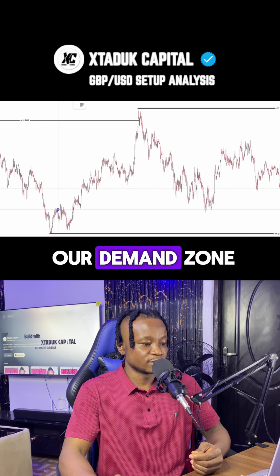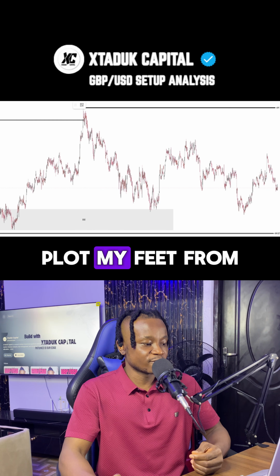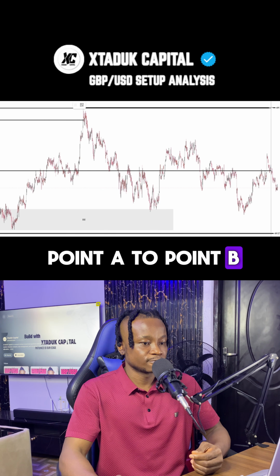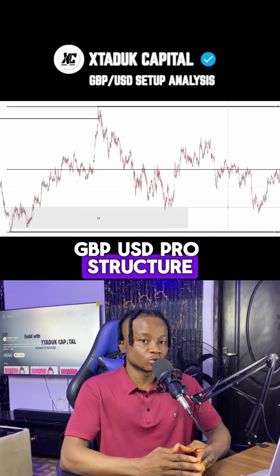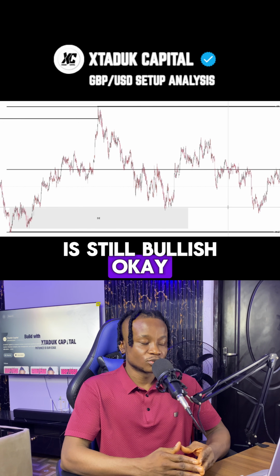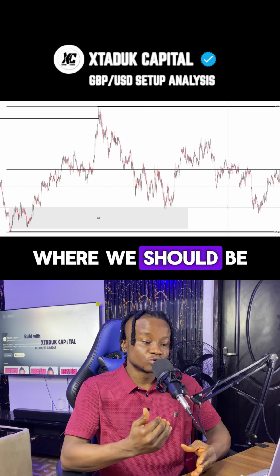Now this will be our demand zone, and if I plot my fib from point A to point B, you can already see now that GBPUSD pro structure is still bullish. Okay, and the market has made its way to our discount where we should be looking for buys.